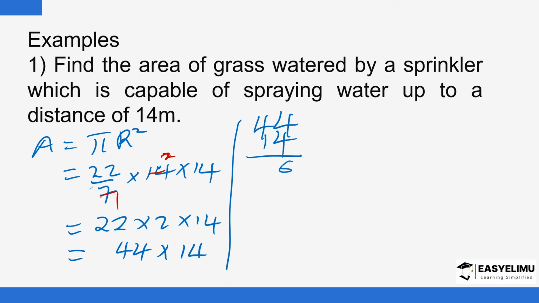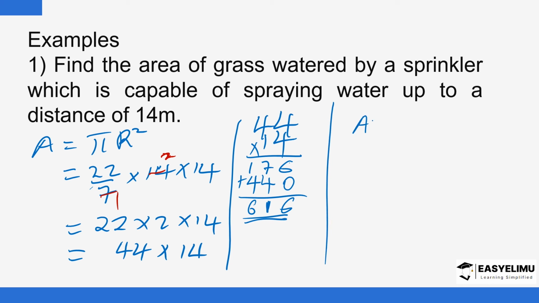So 4 by 4 is 16, 6 carry 1. 4 by 4 is again 16 plus 1 is 17. Multiplying by 1, it means I need to multiply by the total value of this, which is 10. So multiplying by 10, I just multiply by this number, then I add 0. So I add the 0 first. 1 by 4 is 4, 1 by 4 is 4. Add the 2, there we have the product, here we have the sum of the two products. So we have 6, 11, 1 carry 1, 5, 6. So 616. So the area that we are trying to find is 616 square meters. So this is the total area of grass that will be watered by the sprinkler as it works.